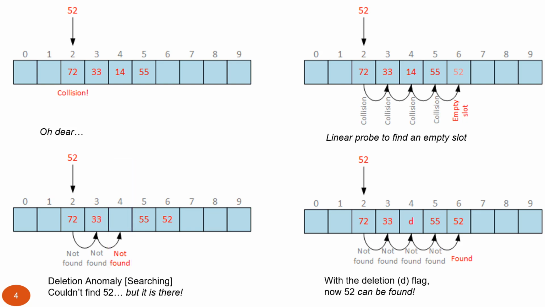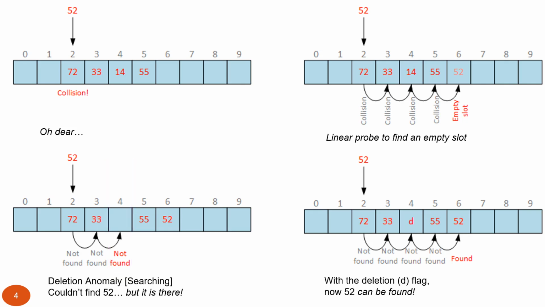Well, 52 hashes to index position 2, but 72 is not 52. We know that linear probing technique is in place, so I start probing. All right, 72 is not equal to 52, so let me probe. 33 is not equal to 52, and let me probe again. Oh, I've reached an empty slot. We come to the conclusion that 52 is not there, but it is if we just probe 2 more spots. But because we came across an empty slot, we stop probing.